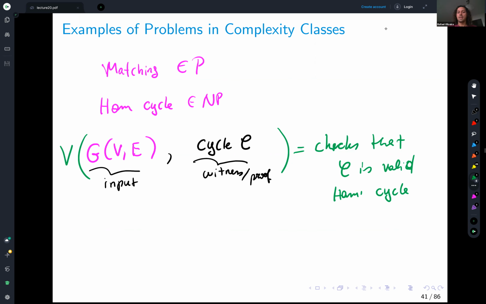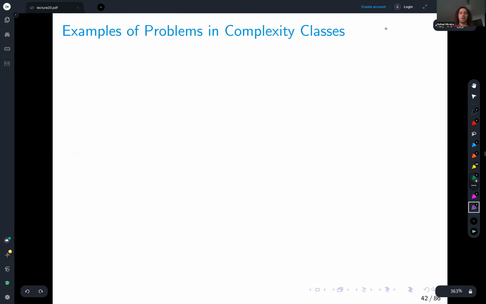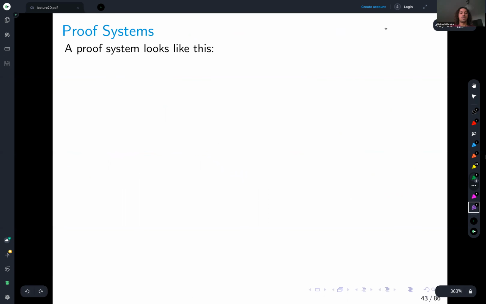Okay. Great. And the same thing is for clique and all the other problems, right? And we already saw that PIT is in coRP. So these are some examples. And now let's talk about how we can go from complexity classes to proof systems, right?